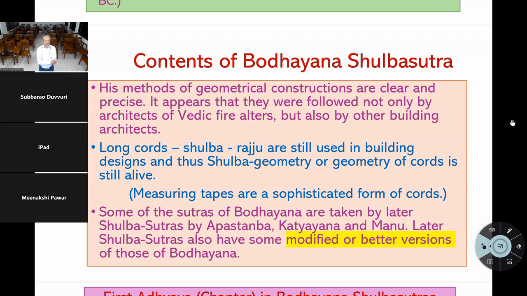But some of the versions were better also, because mathematics always develops, so people have new and new ideas, and sometimes they also want to show that they have done their own research. So Katyayana, for example, has some results which are not in the work of Bodhayana, as we will see.